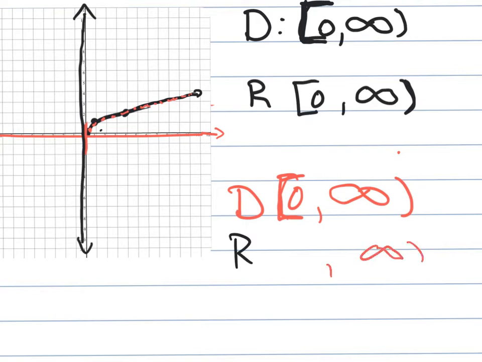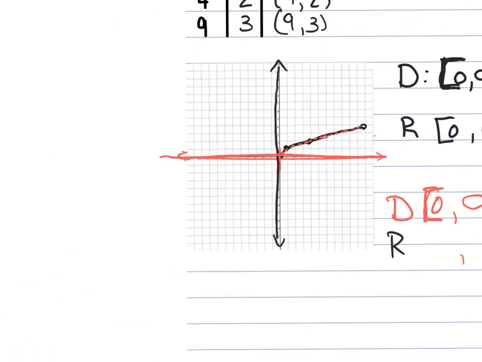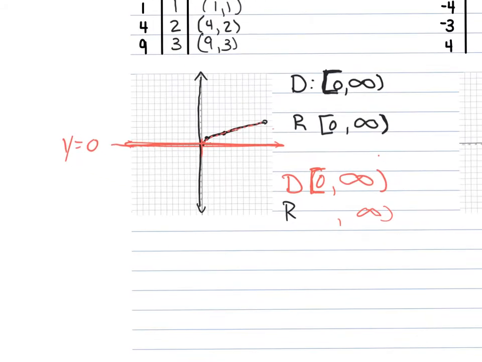Infinity. It goes up to infinity. And what's the lowest point it goes as it comes down? It goes down, down, down until it gets to what? 0. This line right here, where it stops, is the line y equals 0. It stops at 0. So that's how we get the range.